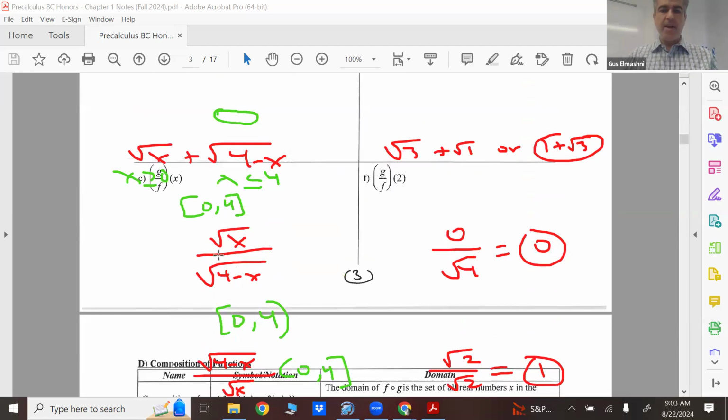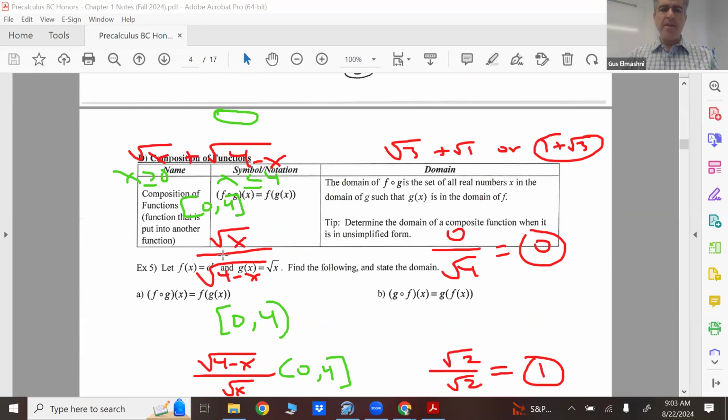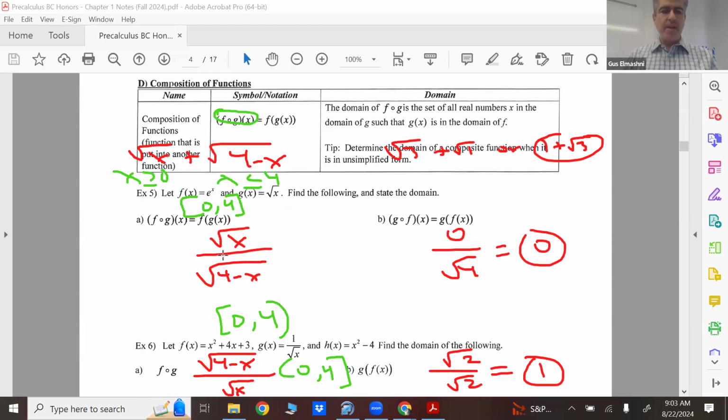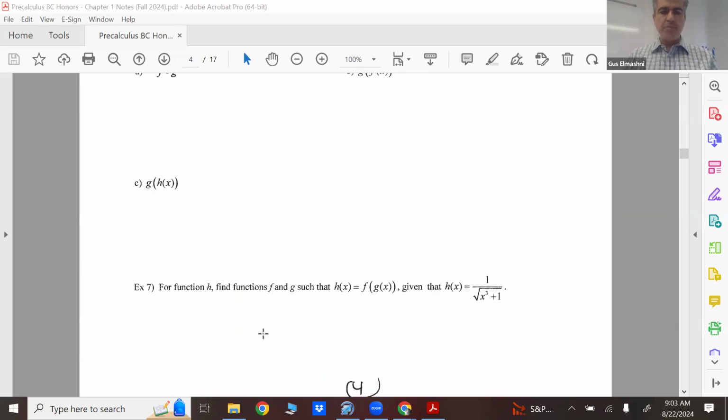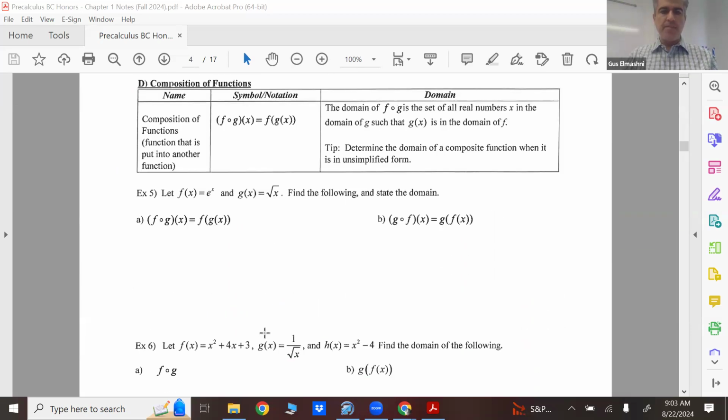All right, we're almost done. And I knew that page was going to be an easy one. Okay, composition of functions. That's the last thing we're going to talk about, and we'll do some stuff down below.